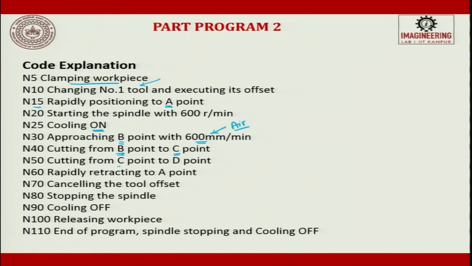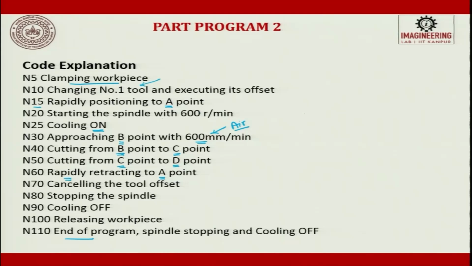Then from C we go to point D. After finishing at point D we retract the tool to come back to point A. Now, you should cancel the offset whatever you have given, T01, then you will stop the spindle, switch off the coolant, release the workpiece and then you say end of the program. So, now we have described the complete sequence of operations for this particular program.